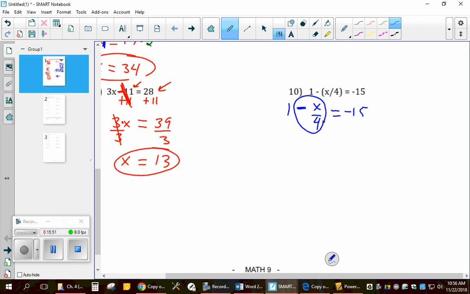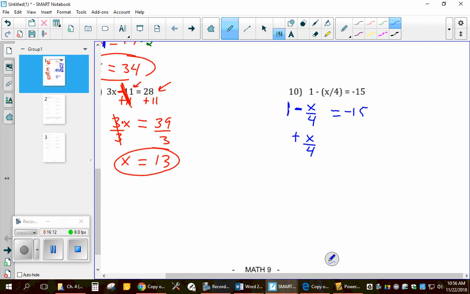So what I'm going to do is I'm going to move that term. Here, sorry, I'm going to rewrite this. 1 minus x over 4. But I'm going to move this term. And the way I'm going to move this term that I'm subtracting right now is I'm going to add the whole thing. I'm going to go plus x over 4.